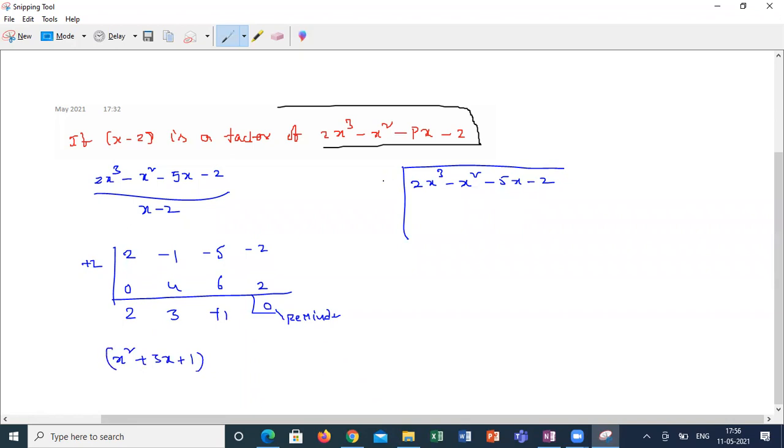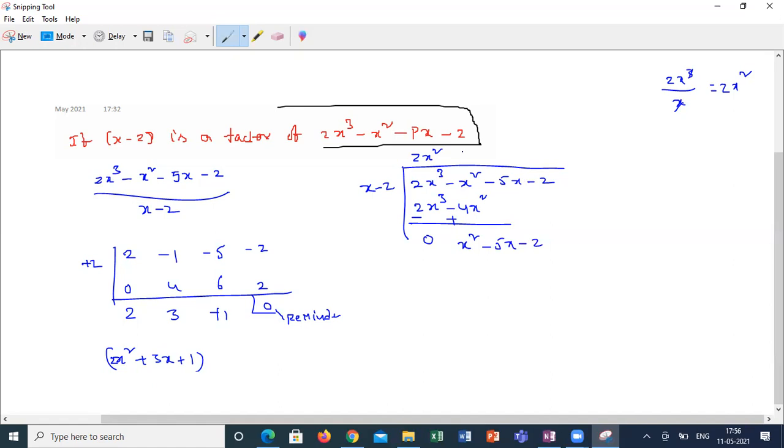Let's see whether I'm getting the same factor or not here. x minus 2, that is 2x cubed by x. This is 2x square. Sorry, this is 2x square, guys. 2x square, 2x cubed minus 4x square, minus plus, 0, x square minus 5x minus 2.